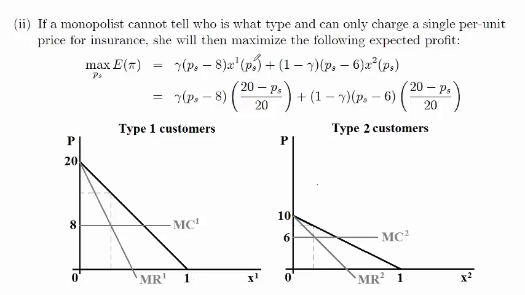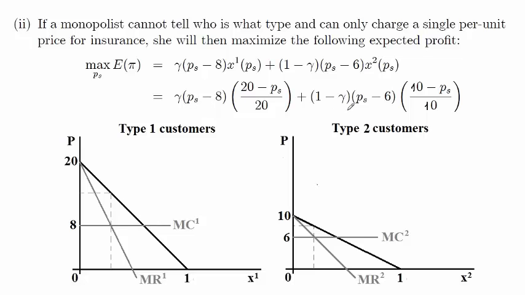Notice that I also replace the demands, the type 1 and type 2 demands, with the demands that are given, replacing theta with 20, and here, okay, my bad, this is supposed to be 10. Right. So this is my expected profit.